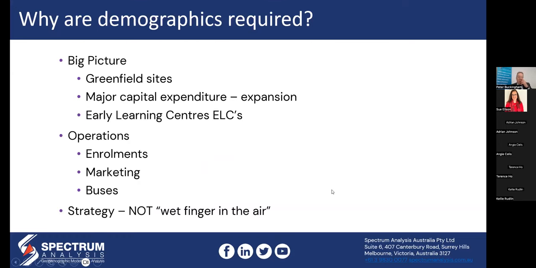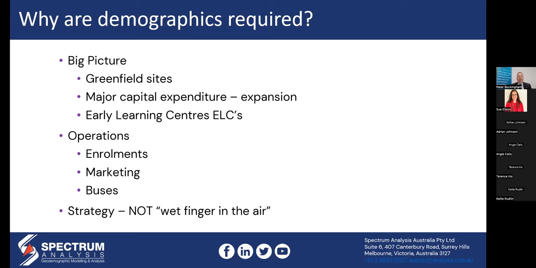So the demographics, in our view, are very much about how we make better business decisions for our schools using information that's available to us. Now, most of this information is available through public methods. It's not confidential information. It's mainly coming out of the Australian Bureau of Statistics. But the hard part about that, as most people would know, is getting it into a format you can look at and making it easy to use. And I'd like to think that what we've done at Spectrum Analysis is created some of those formats, and some of them you'll see today.